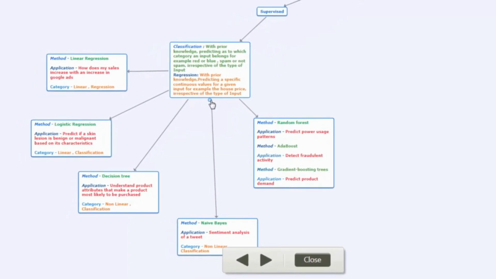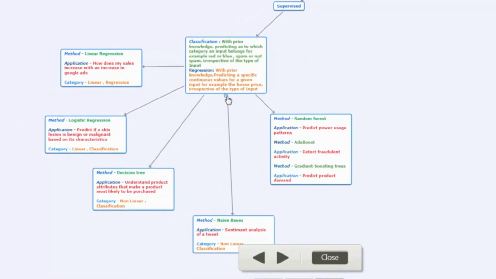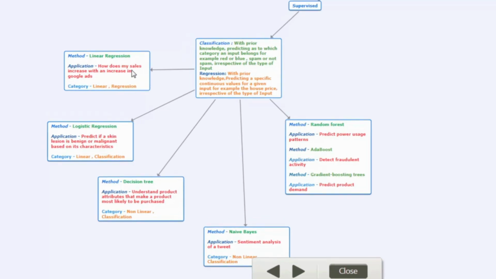All right, now let's zoom in to the different types of algorithms we have. Now, we have chosen a few important ones. This is by no means an exhaustive list. This is to get you started. The first one is linear regression.